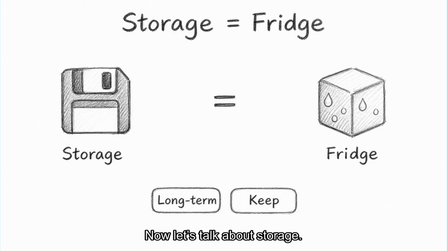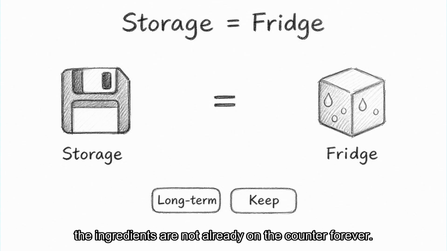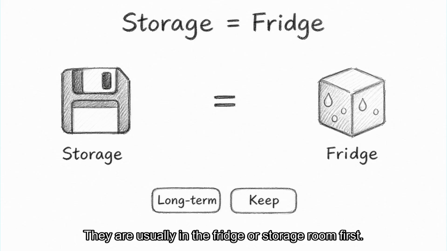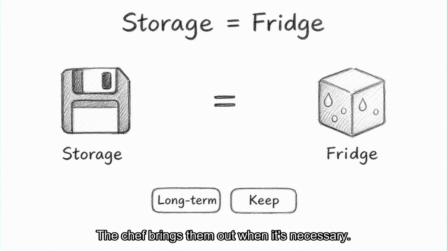Now let's talk about storage. By storage, I mean something like an SSD or HDD. It's more like the fridge or storage room in the kitchen. RAM is a counter and storage is a long-term storage area. Programs, photos, documents, games, operating system files, everything is going to be stored here. For example, when a chef needs to cook pasta, the ingredients are not already on the counter forever. They're usually in the fridge or storage room first. The chef brings them out when it's necessary.